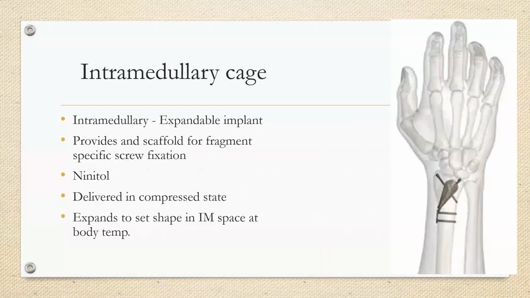So the next device is the intramedullary cage. This device is basically an intramedullary expandable implant. What it does is it makes up for the bone loss as well as provides intramedullary support to maintain the reduction. This scaffold can hence be used for fixing the extra-articular fragments onto the scaffold using a screw.